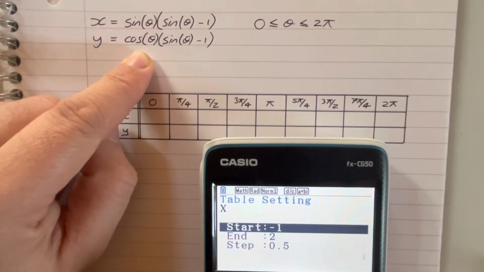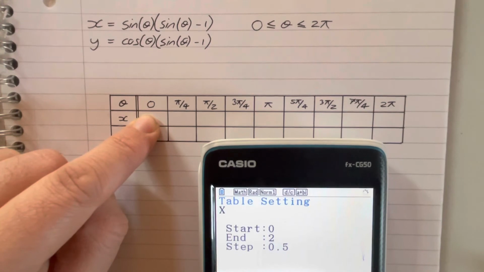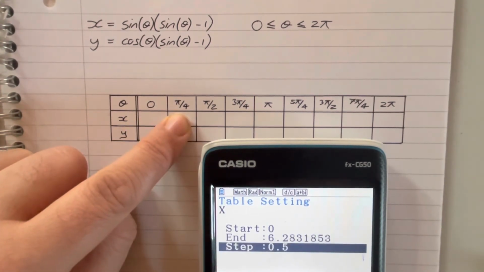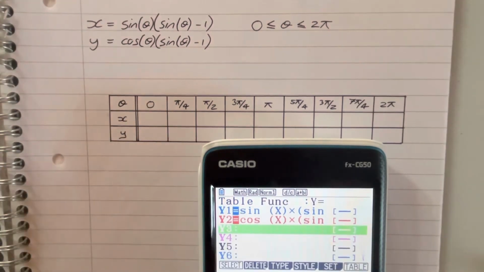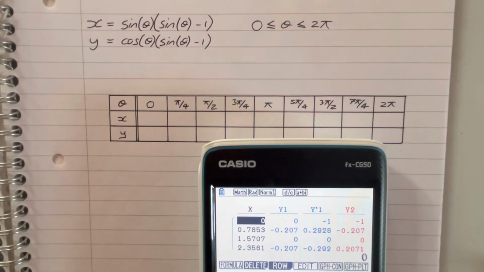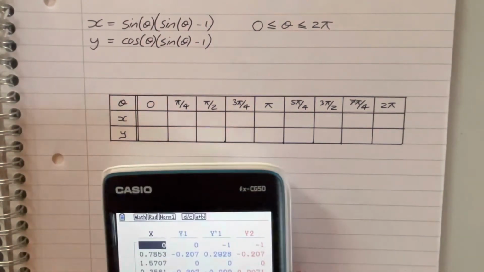Okay, set the values. I want to go between 0 and 2 pi, and I want to go in steps of pi on 4. Then this will give me a nice table of values which I can work with. Don't forget that this is my x value column and this is my y value column. So I'm going to fill out this table.